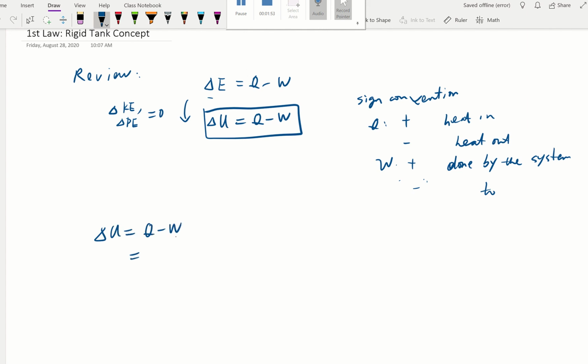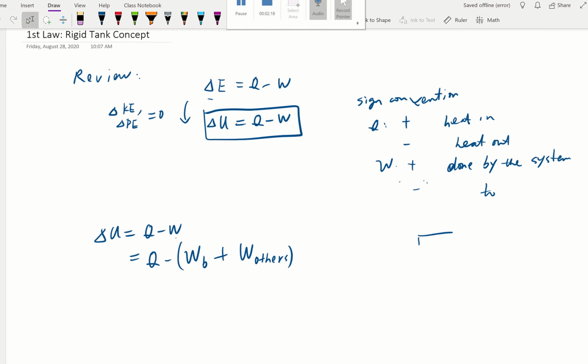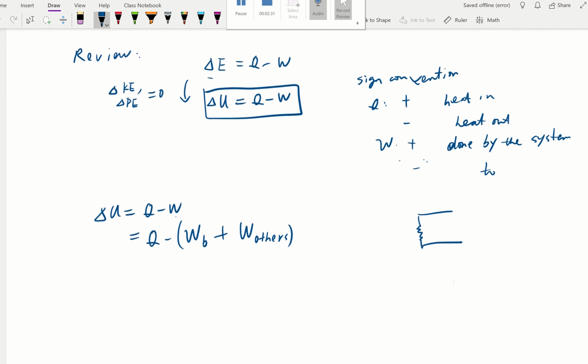Now this work, we can classify into two types. The first one is the boundary work, the work done by the boundary. The other type we'll just call other work. Often in thermodynamics, the other type of work you see in a closed system would be, for example, an electrical system with a resistance that heats up the substance inside the system. Those are the two different types.